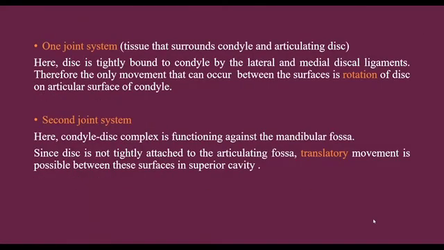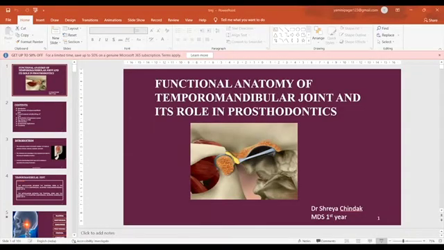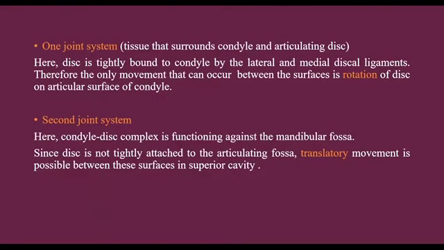One joint system: here the tissue surrounds the condyle and articular disc. The disc is tightly bound to the condyle by the lateral and medial discal ligaments. Therefore, the only movement that can occur between the surfaces is rotation of the disc on the articular surface of the condyle. It is also known as the inferior compartment of the joint. Second joint system: here the condyle-disc complex functions against the mandibular fossa. Since the disc is not tightly attached to the articulating fossa, translatory movement is possible between the surfaces of the superior cavity.